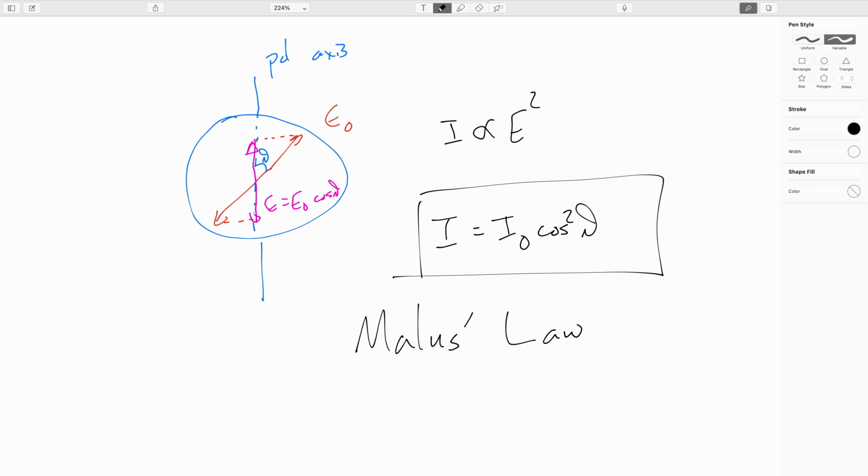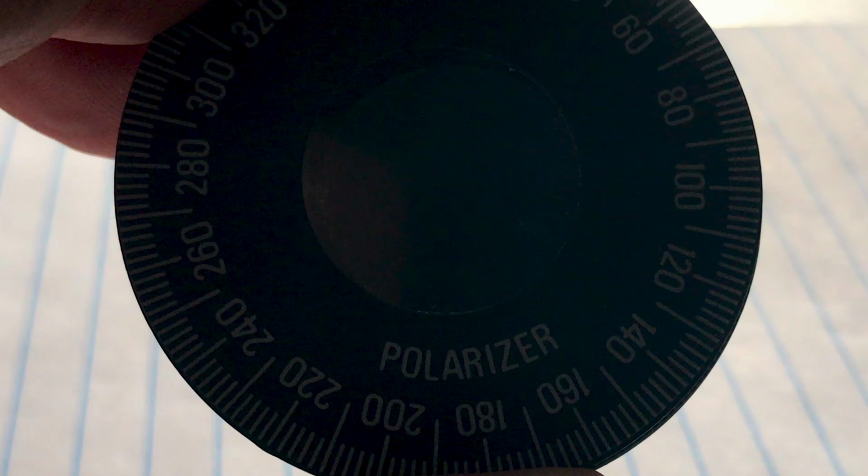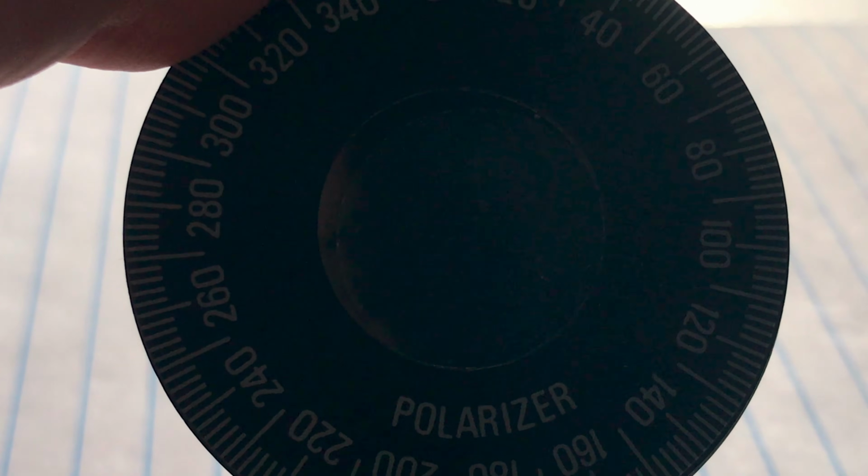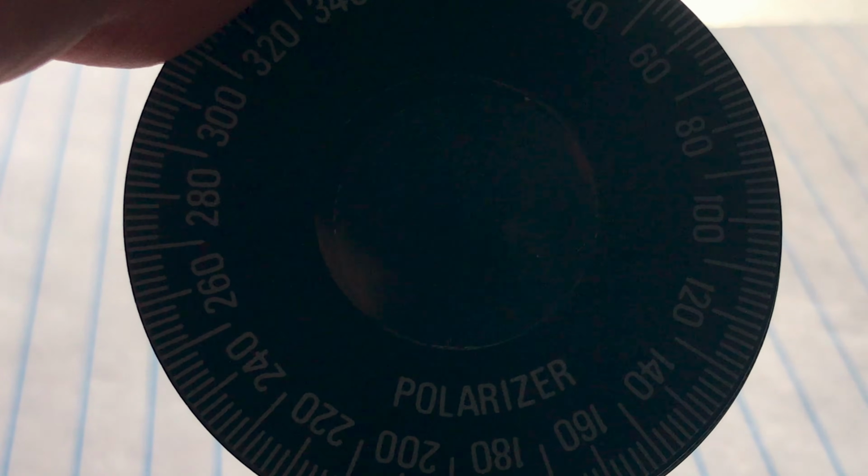So I'm going to go ahead and show you another video clip here. Until here, when they are 90 degrees apart and basically no light is passing through.